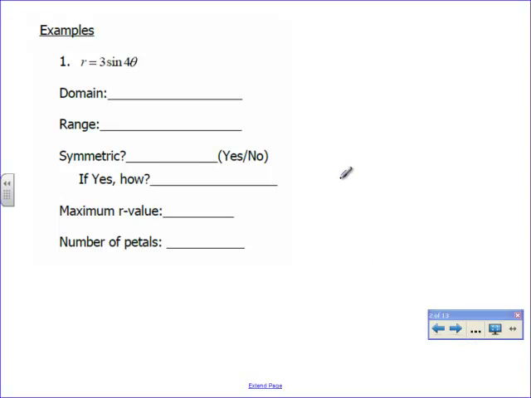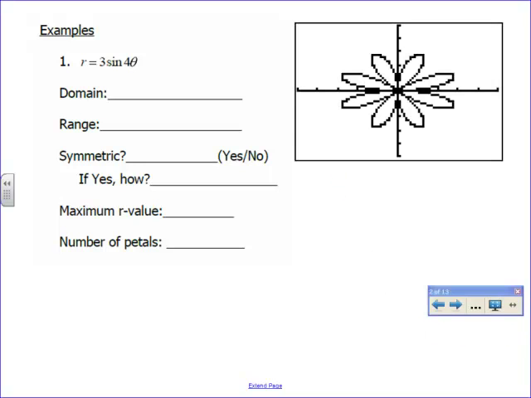Okay, so our first example is 3 sine of 4 theta. First thing you want to do is graph it. When you do, you should see a curve that looks just like this one, with 8 total petals. So we're going to work our way through. First thing, domain. For any Rose curve, you can plug in any number you want, negative infinity to infinity. The range you're going to get out is all about the a value.